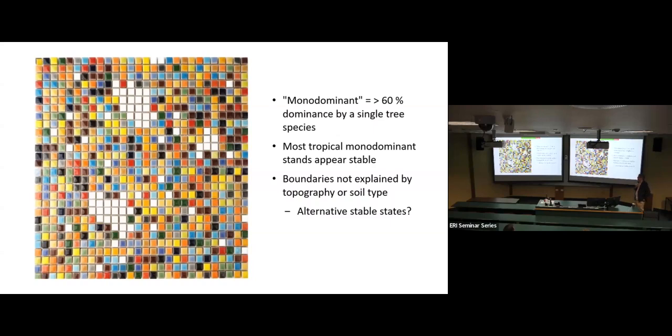And the boundaries are not easily explained by topography or soil type. So if this white patch here represents a monodominant stand, it's not like the soil under here is inherently different from over here. It's not like these are on ridges, topographically differentiated. So we seem to be dealing with alternative stable states with these monodominant stands. Now what's going on here? This was first noted, I think, in the 90s, and there have been several theories about what's driving these monodominant stands.